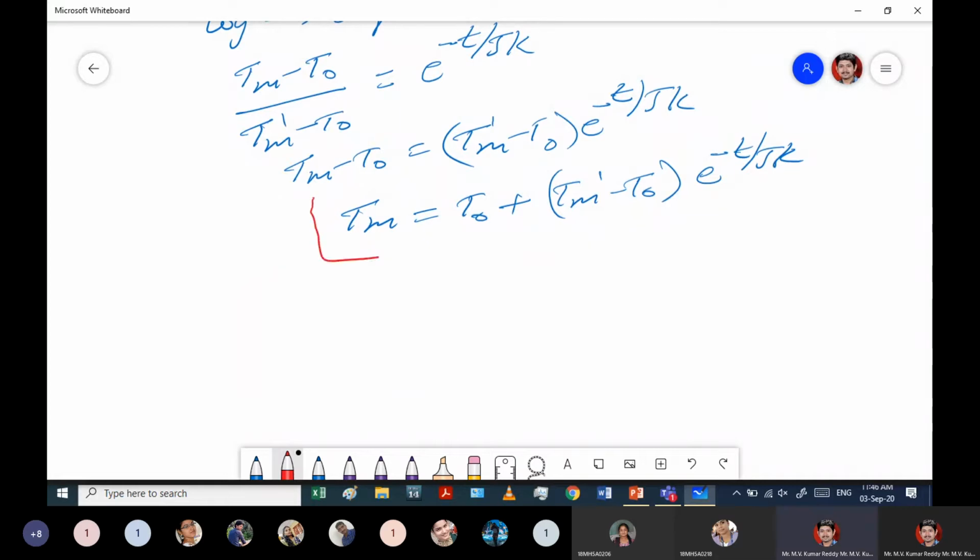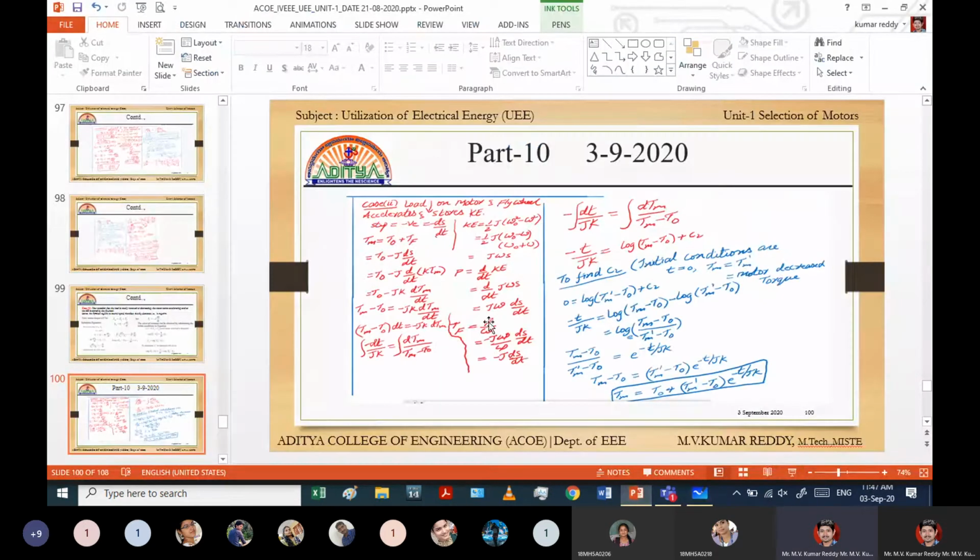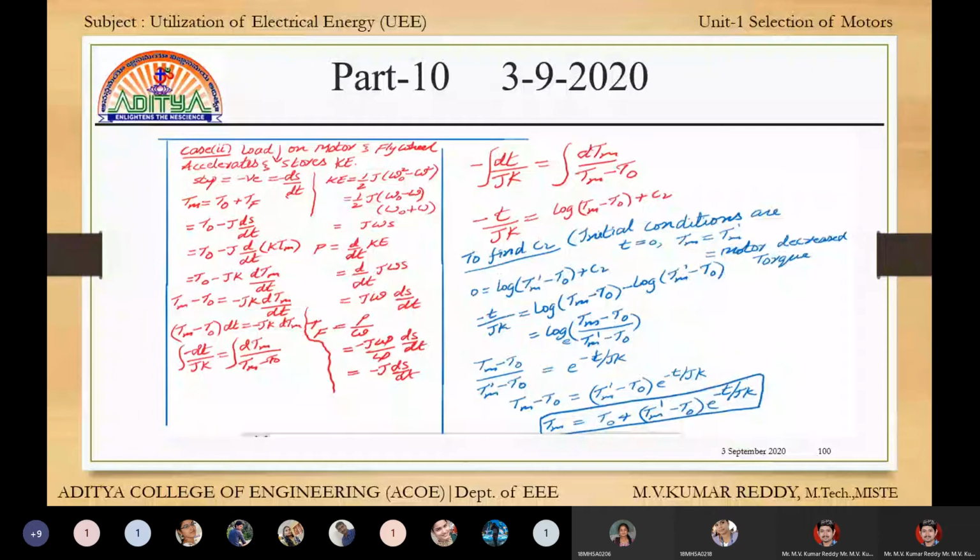This is the final expression for the second condition, when the load is decreased and the flywheel accelerates and stores energy in kinetic form. This is the derivation.